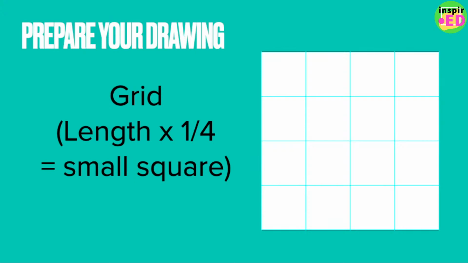So for example, if the height and width are 16 inches, you divide it by 4, and each little square should be 4 inches by 4 inches, right? So a small square will be. So for the length, you put the number here, and a quarter of it is each square. Depending on how many columns and rows you want to have, those numbers will shift.